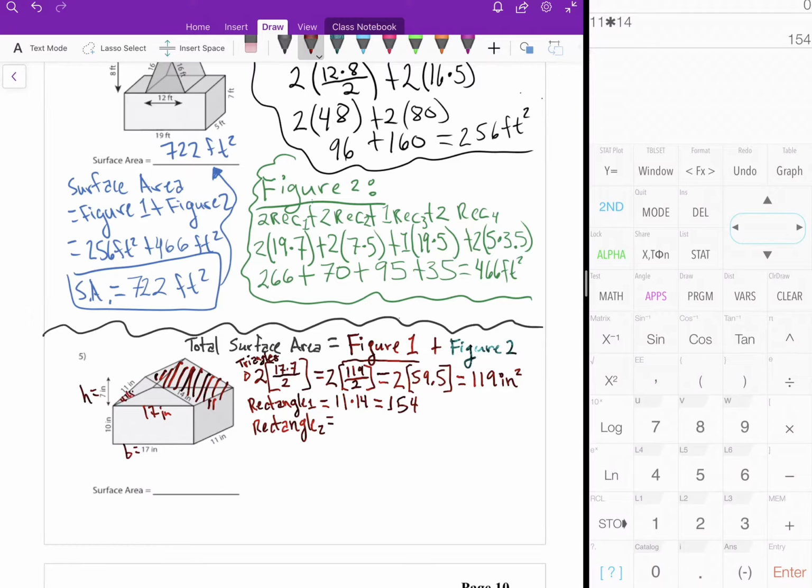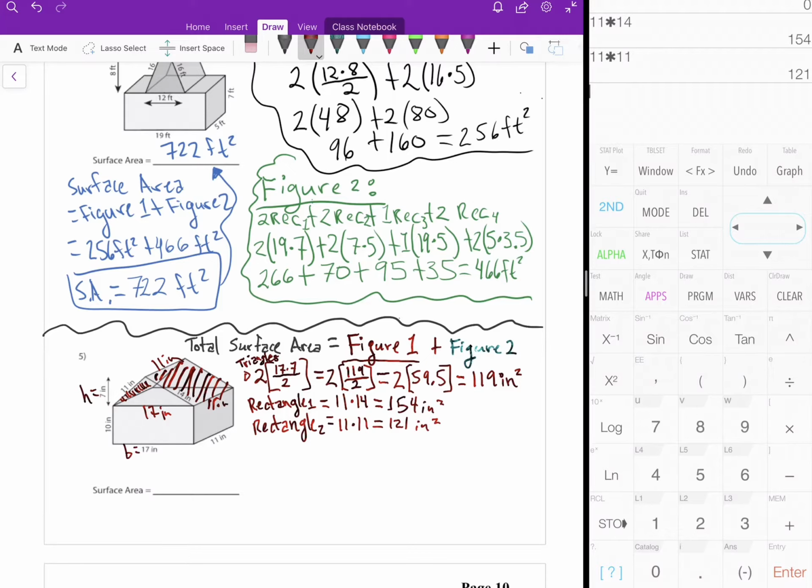Now my next rectangle is going to be this right here, this one on this side. So we know that it's 11 by the distance here. So 11 here, 11 here, and 11 here. This is where I got it from. I got 11 on those sides too. So what's 11 times 11? 11 times 11 is equal to 121. So remember, these are inches squared.